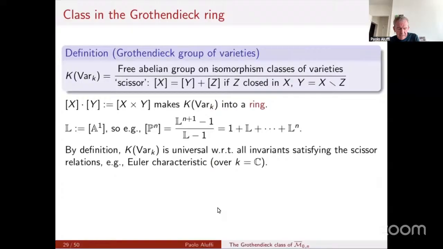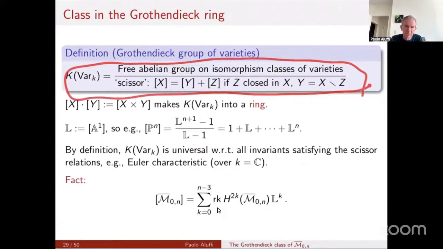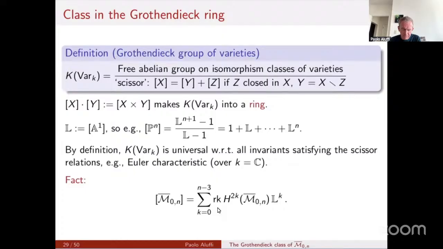By definition, by the way it's defined, literally, this is universal with respect to all invariants that satisfy the seesaw relation. The Euler characteristic is one of them. The Euler characteristic is additive with respect to disjoint unions, so that means that there must be a homomorphism from here to Z, which sends the class of X to its Euler characteristic. Indeed, people call this a universal Euler characteristic. It's the universal way in which you can satisfy seesaw congruency.